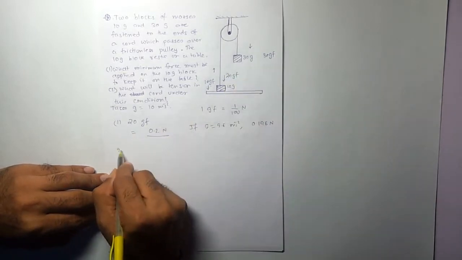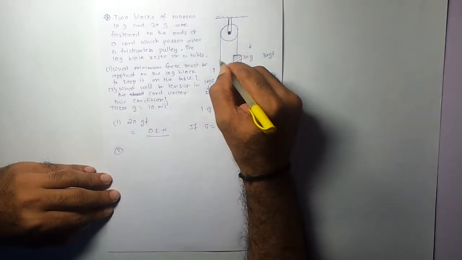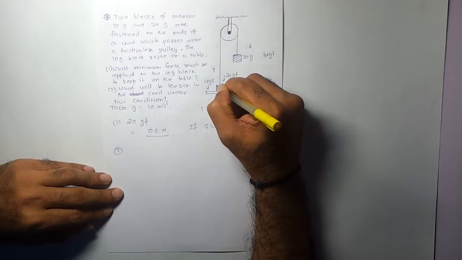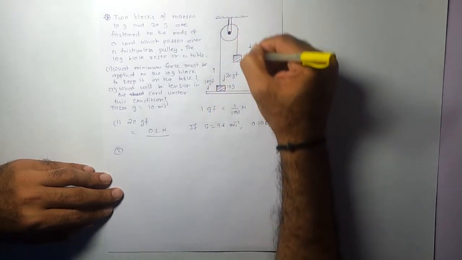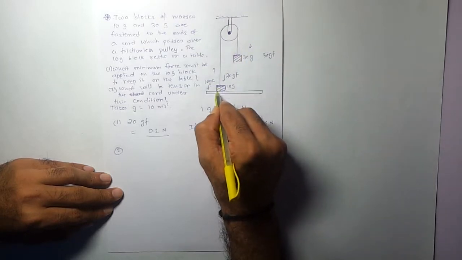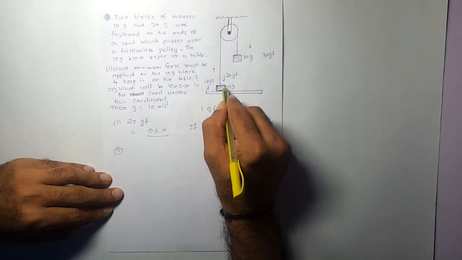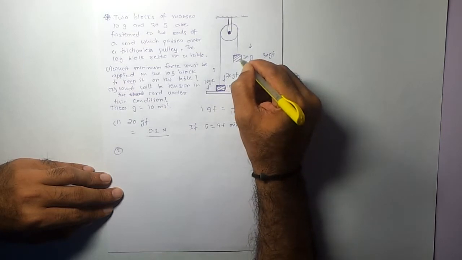Second question, what will be the tension in the cord under this condition? Again, a very simple approach. Now if I look at this rod in continuity, as one complete rod, then the force acting on this end is 30 GF, because 10 GF is the weight of this block and 20 GF is the external force being applied to keep it in contact with the table. So the net force here is 30 GF. The net force acting over here is 30 GF.